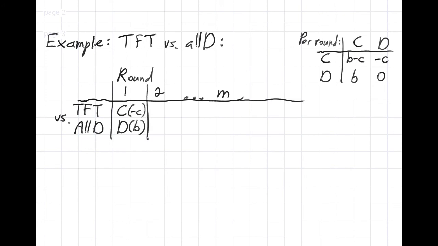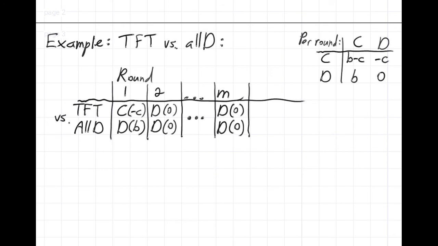And what about the second round? What does tit for tat do? It does whatever the other player did in the last round. So it just looks back at the first round and says, what did the other player do? They played D. So I will play D this time. What does all D do? Well, pretty obviously, they play D. So in this round, we're playing D versus D. Everybody gets 0. And I think you can see where this is going. All D always plays D. So tit for tat will adopt that and also always play D from now on. So once we get to the nth round, they're still going to be playing D and earning 0 and 0.